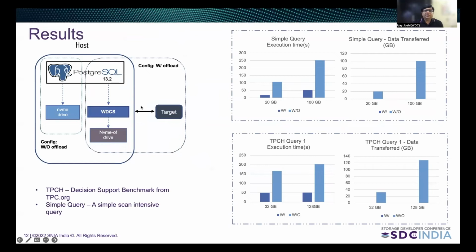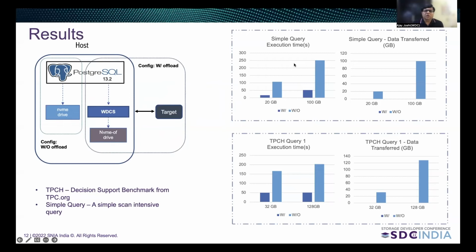So we did an analysis of the two setups: one without the offload and one with the offload. In the setup without the offload, we had an NVMe-oF drive connected directly to PostgreSQL. In the offload case, we had an NVMe-oF target that was also capable of doing the offload processing as such. With all this, we ran two kinds of query.